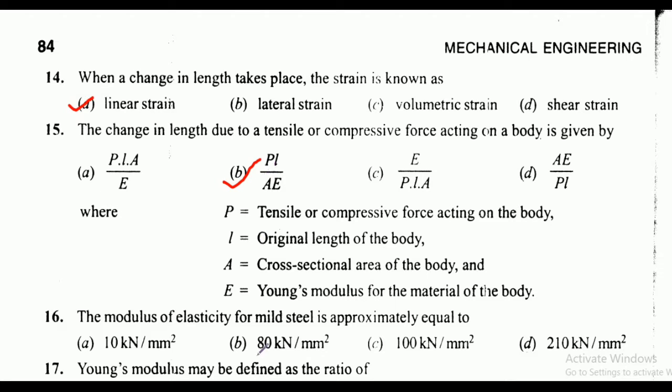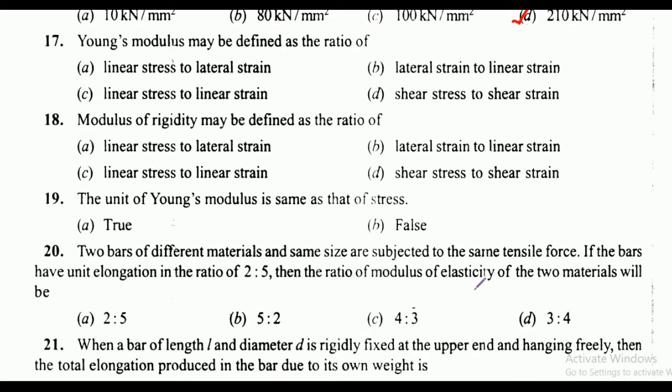Next is the modulus of elasticity for mild steel is approximately equal to, here friends options are 10 kilonewton per mm square, 80, 100 and 210 kilonewton per mm square. So here friends correct answer is option D, that is 210 kilonewton per mm square. Okay, now next is question 17. Here Young's modulus may be defined as the ratio of, here friends these are the options, and here correct answer is option C, that is linear stress to linear strain.